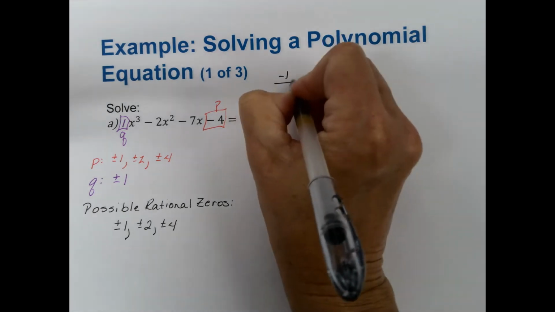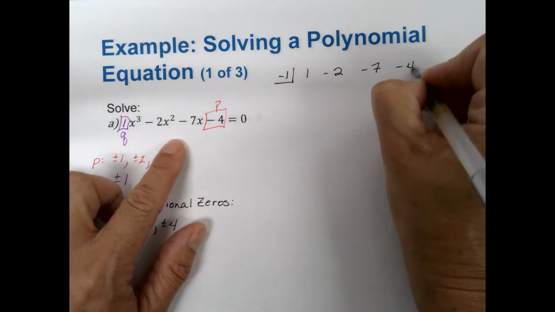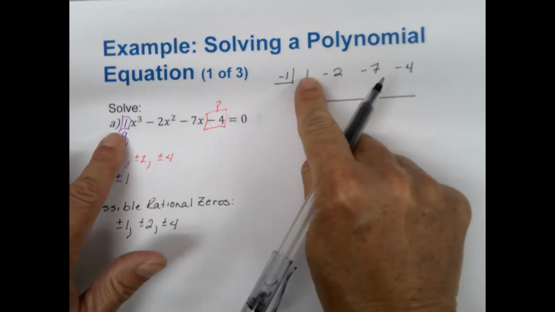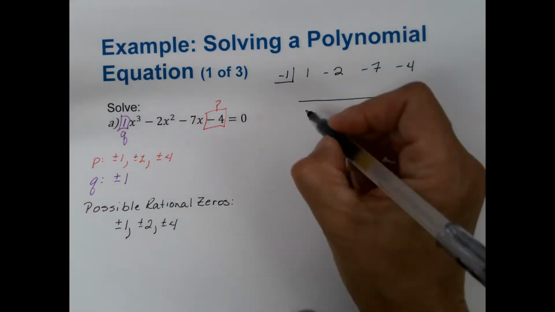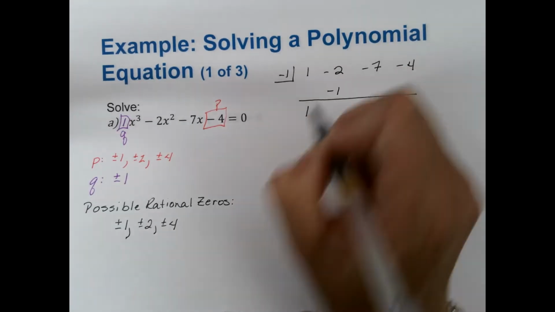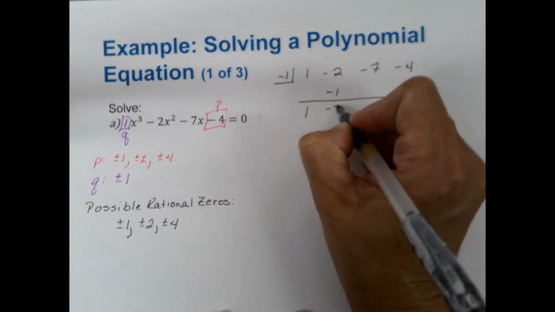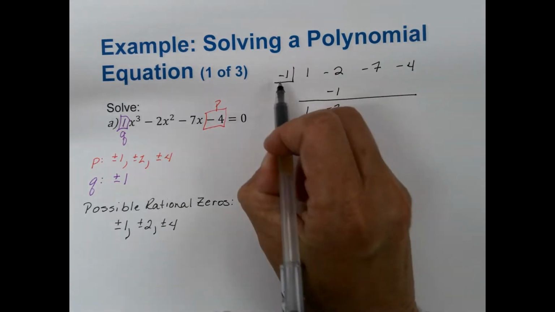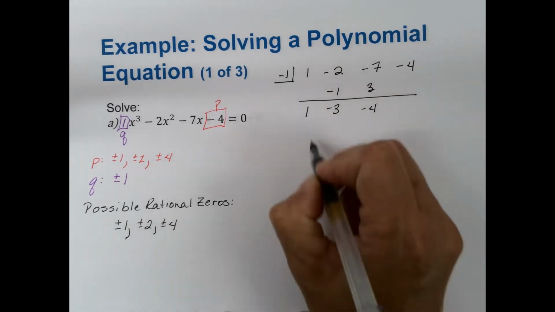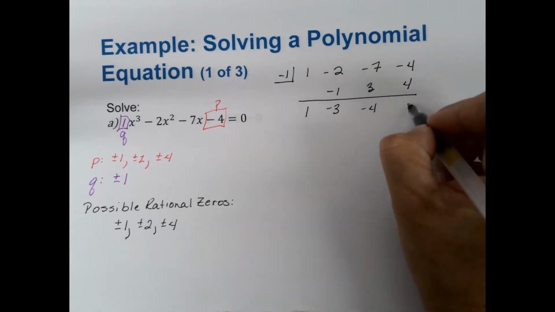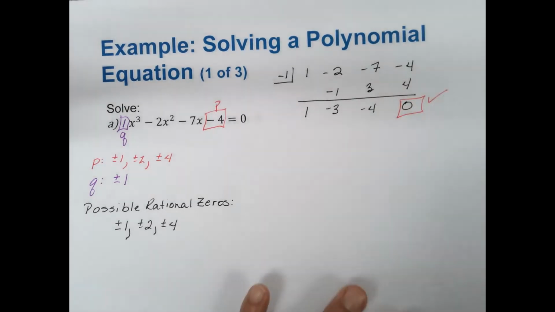I put negative 1 in the box. My coefficients are 1, negative 2, negative 7, and negative 4. 1 comes down. I multiply to get a negative 1. Negative 2 plus a negative 1 is a negative 3. Negative 1 times a negative 3 is a positive 3. When I add here, I get a negative 4. Multiplying here gives me a positive 4, and we got lucky on the first try. We found a 0.